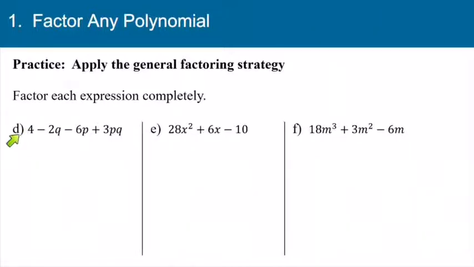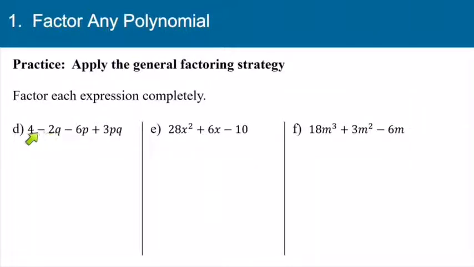So here in part D of this practice problem, we have 4 minus 2q minus 6p plus 3pq. Well, I don't see anything that goes into all four terms, so we don't have a GCF. But we do have four terms here, so the fact that it's four terms tells me I have to use the grouping method. So in the grouping method, you remember, we factor the GCF from the first two terms.